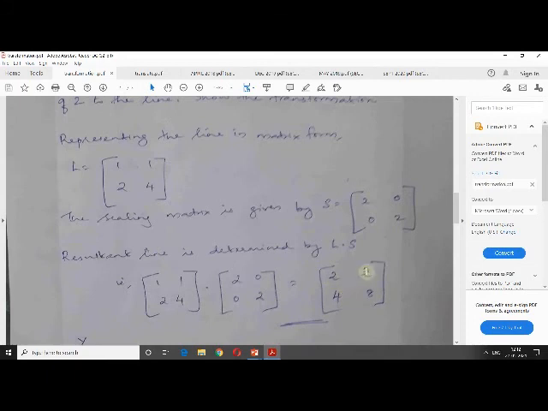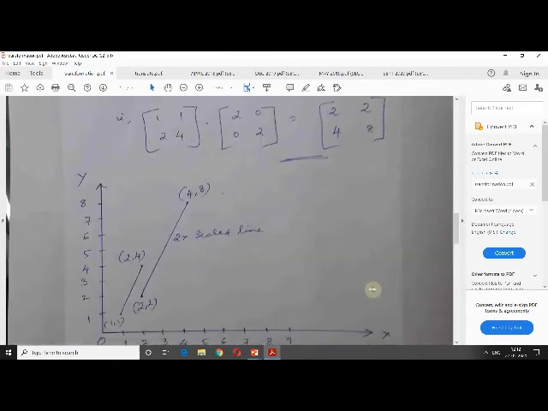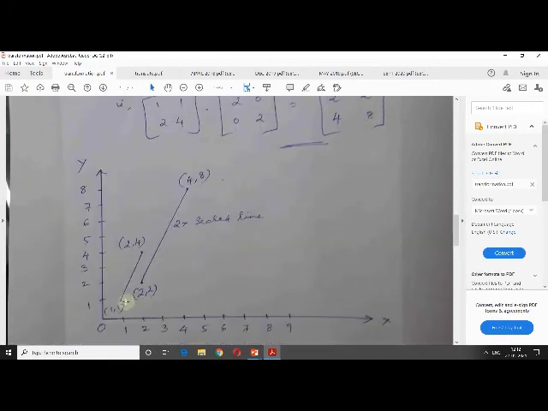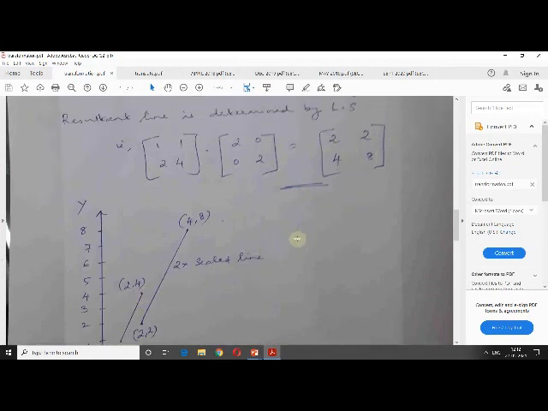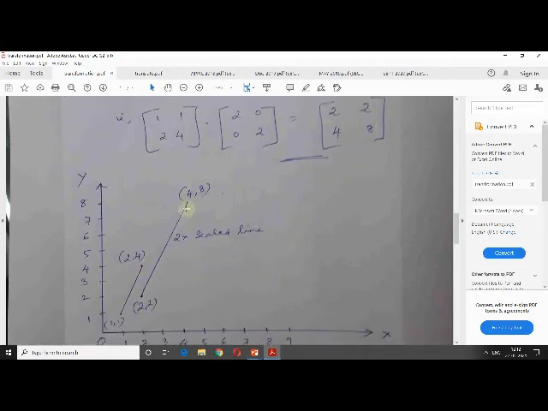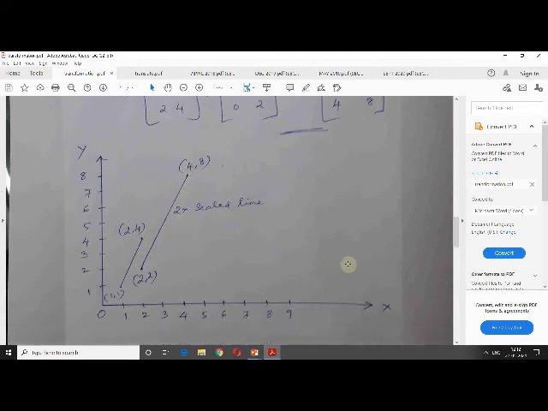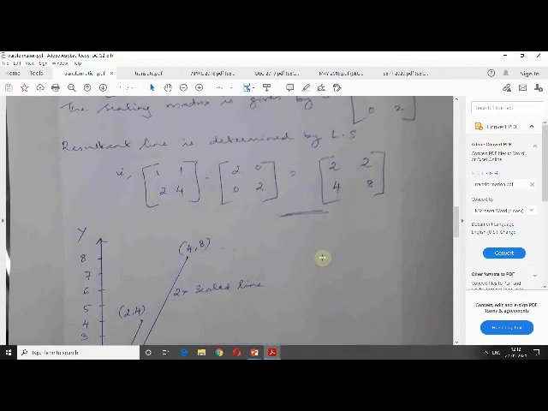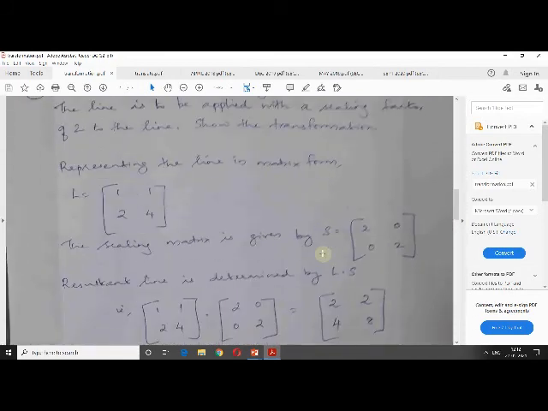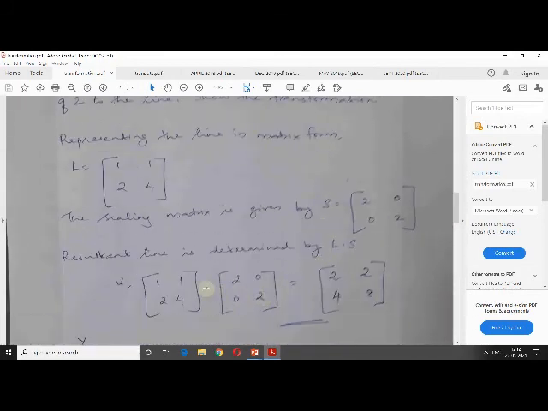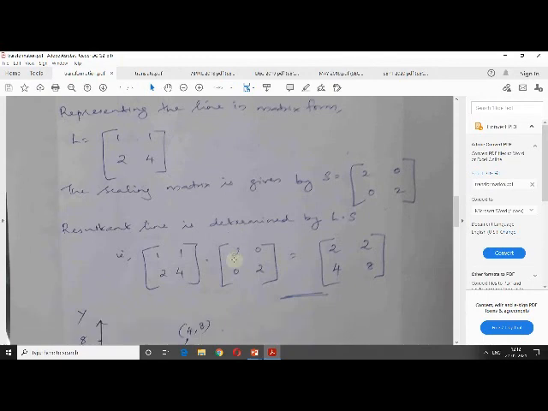These are the coordinate values x1 dash, y1 dash, x2 dash, y2 dash. So if you are drawing that line, this is the original line 1, 1, 2, 4. After scaling you will be getting 2, 2 and 4, 8 as the coordinates. So it is the 2 times scaled line. So for every question, draw the figure and also write the transformation equation.